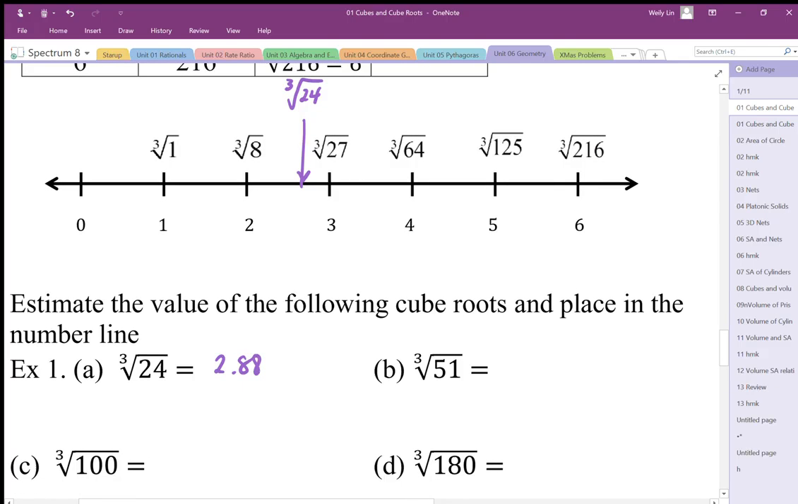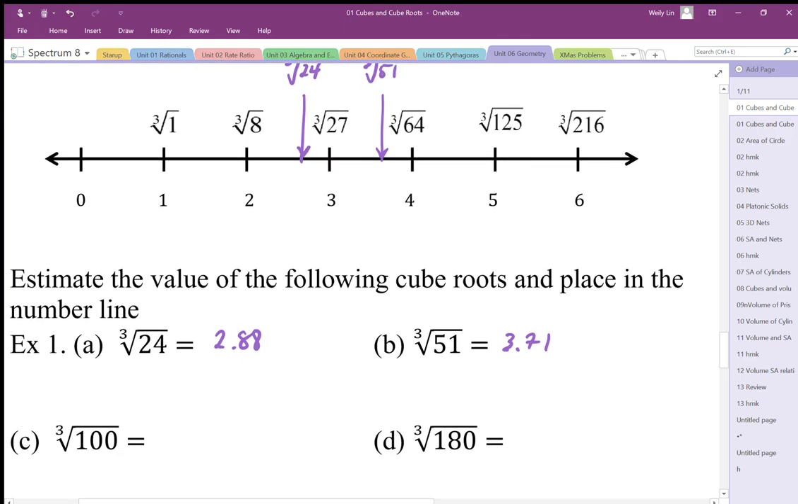So for the cube root of 51, we know it's got to be a bigger cube than 27, smaller cube than 64. So our side length has to be between 3 and 4. So I'm going to put that somewhere in here, the cube root of 51. And then I'm going to check that on my calculator. The cube root of 51 is going to be about 3.71. I'm going to round that to about 3.71.